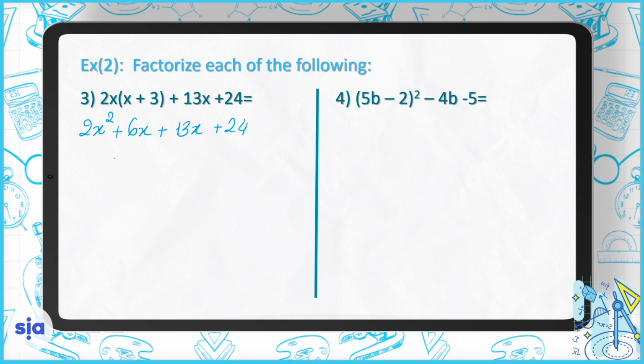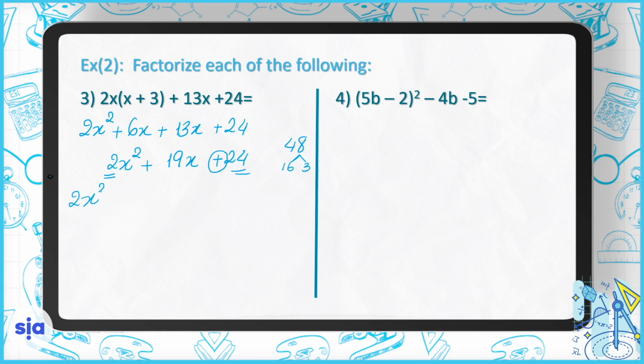We combine the like terms together. 2x squared plus 19x plus 24. If you multiply the 2 by the 24, it will give me 48. The last sign is plus. I want two factors of 48. Their sum is 19. Yes, excellent. They are the 16 and the 3.